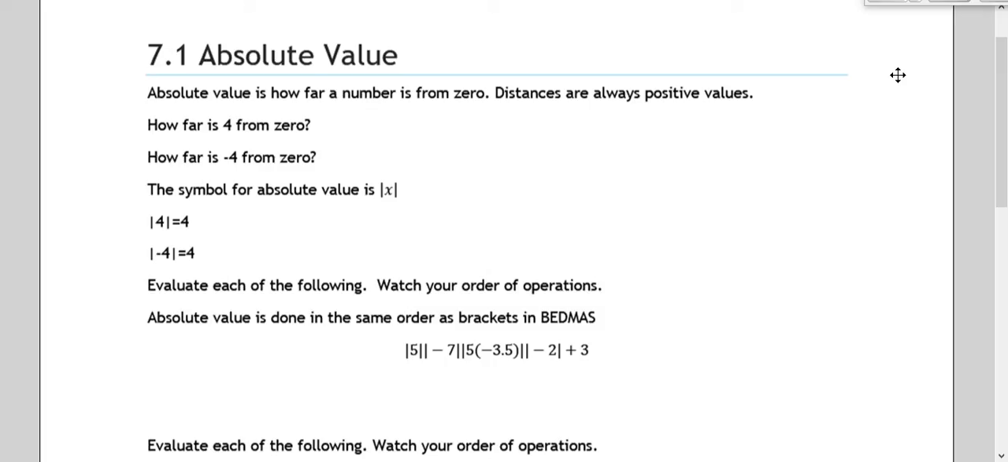Okay, we are going to start absolute value. So absolute value is a value that depicts how far a number is from 0. The distances are always positive values.